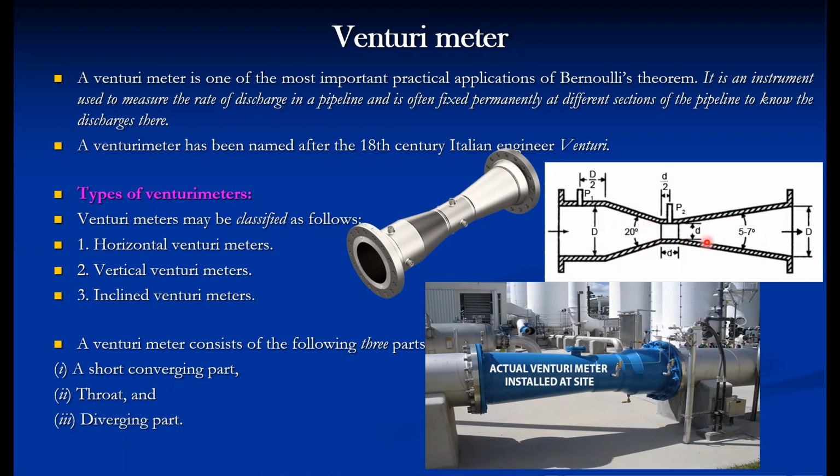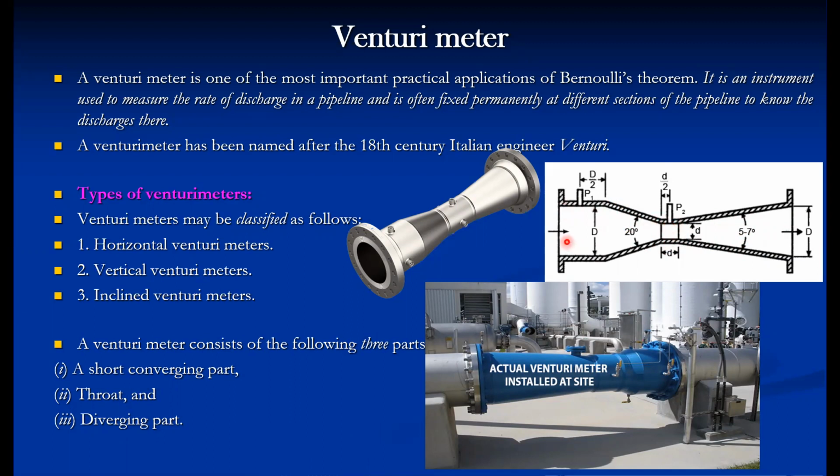The optimum dimensions of the venturimeter are: the angle of convergence is 20 degrees, the angle of divergence is 5 to 7 degrees, and the length of the throat is equal to the diameter of the throat. The pressure tappings are provided at the inlet section and the throat section.